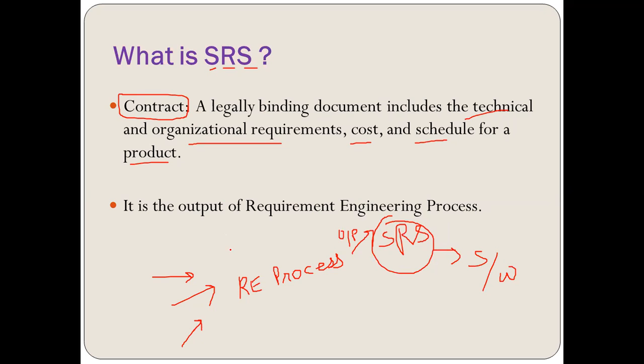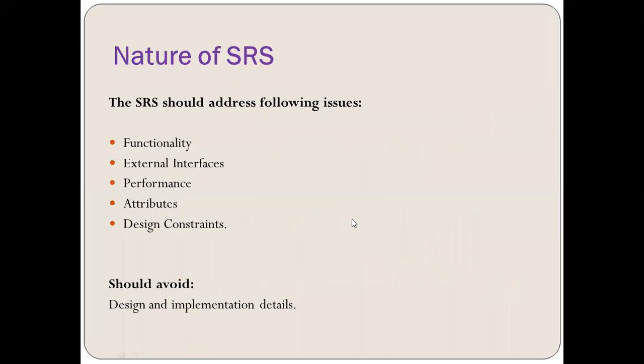Now, SRS is including what? All the technical requirements, organizational requirements. It will include what is the cost for the complete project, what is the schedule, what will be the delivery date, how the product will work, and so many more things. We will see the complete format of SRS. So next thing, it is the output of the requirement engineering process.